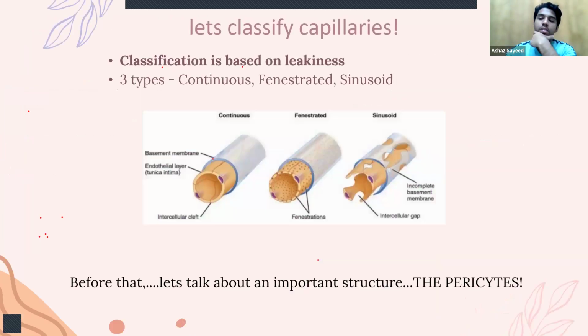Now we're done talking about them. We'll classify capillaries. Classification is based on how leaky they are. Since they don't have a tunica media, you have to classify them based on how much they leak, how permeable they are. We have three types: continuous, fenestrated, and sinusoids. More about this in the coming slides. Just know that continuous is the most common type and is the least permeable. Then comes fenestrated, a bit more permeable, and then comes sinusoid. Sinusoid is the most permeable.